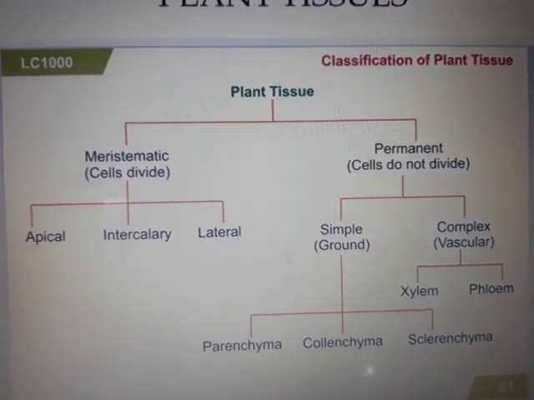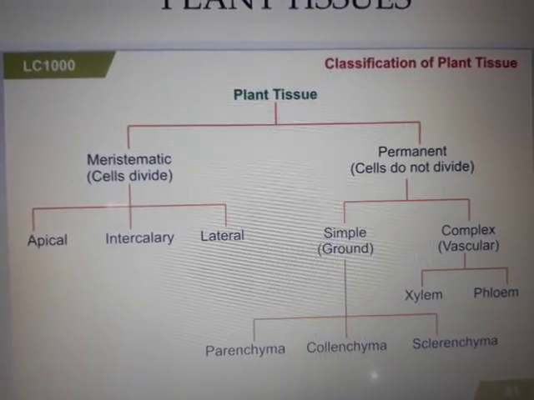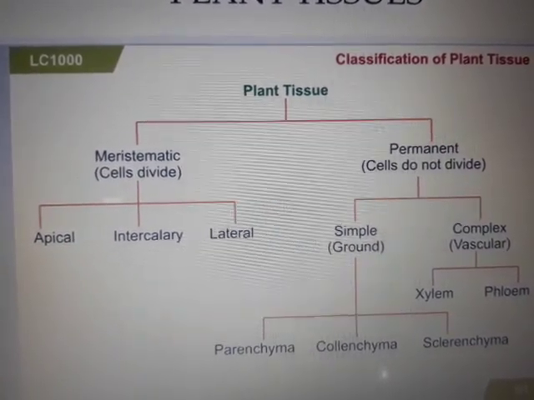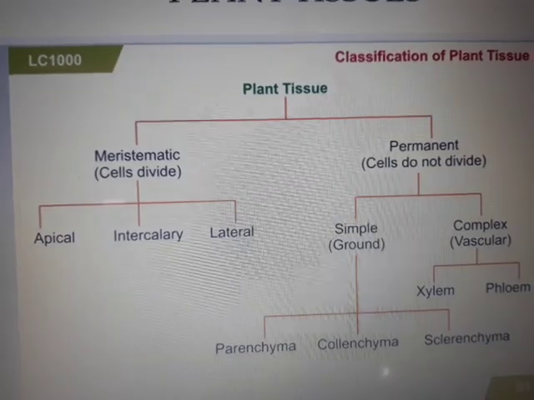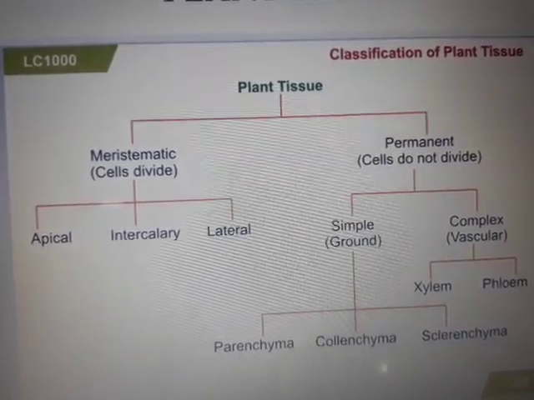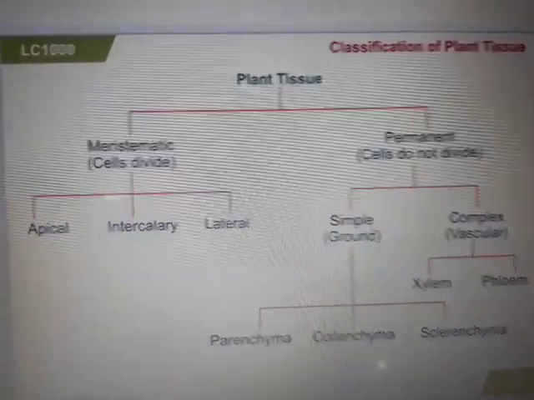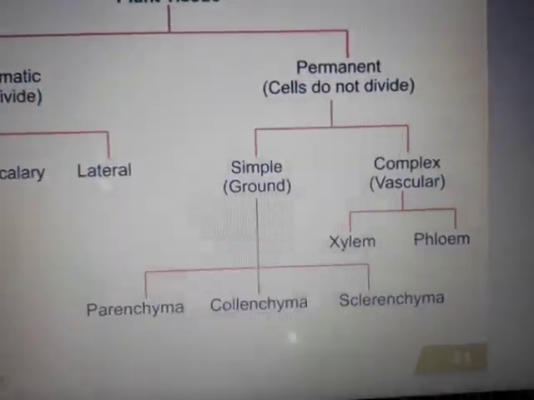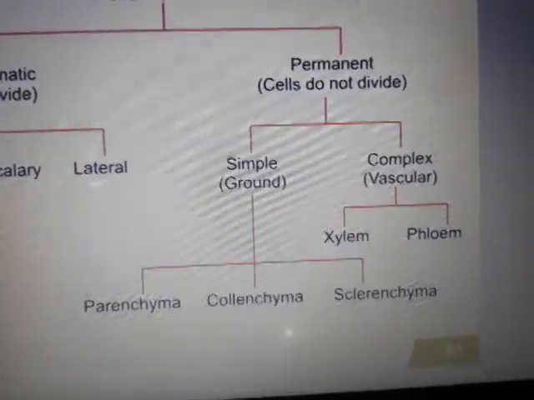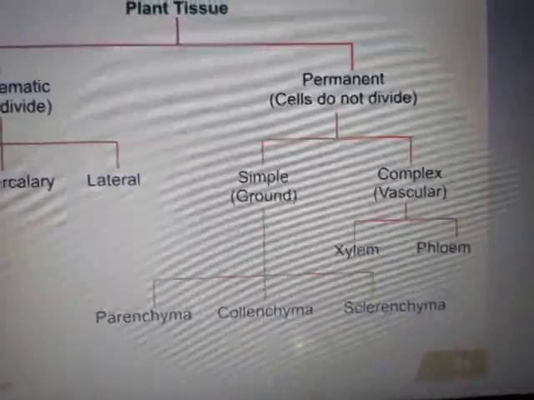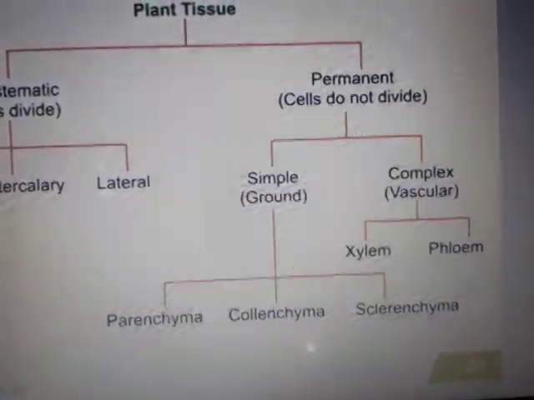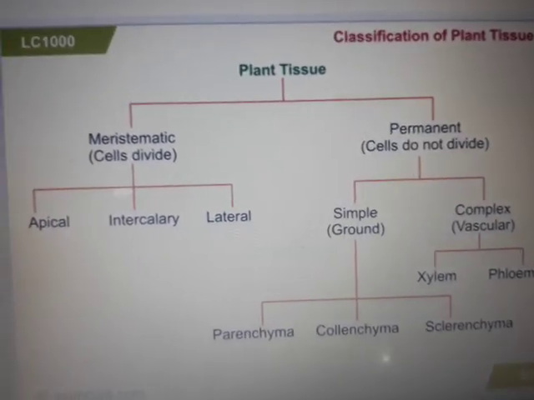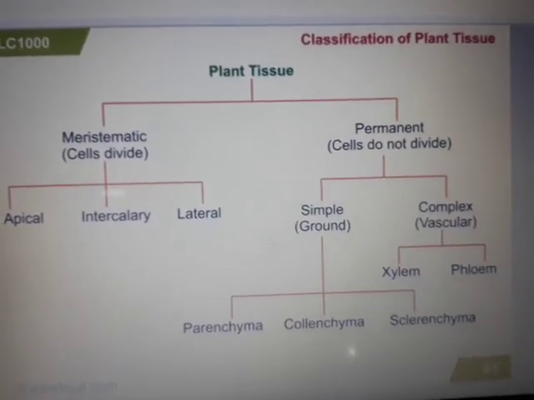We can see plant tissues being bifurcated into two, meristematic and permanent. Meristematic cells keep on dividing, whereas permanent cells stop dividing. Meristematic is further divided into apical, intercalary and lateral. Permanent is divided into simple and complex, and further divided into parenchyma, collenchyma, sclerenchyma, with complex being divided into xylem and phloem. So you will all practice this flow chart in your practice notebook.